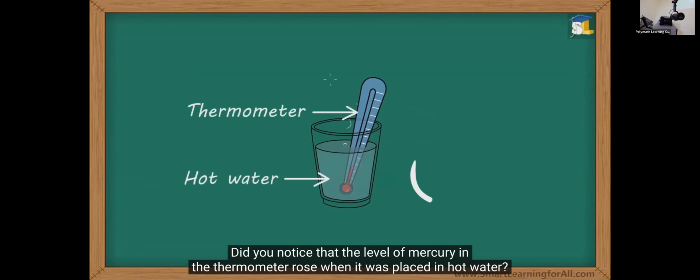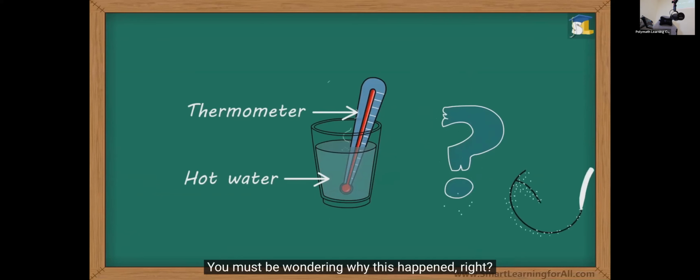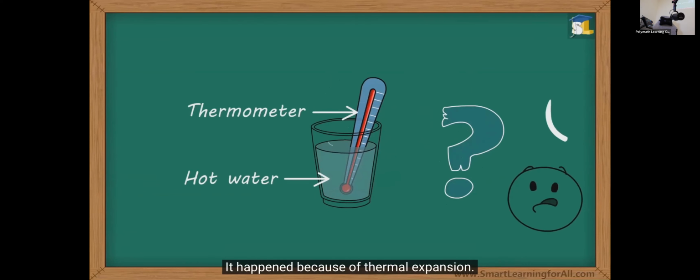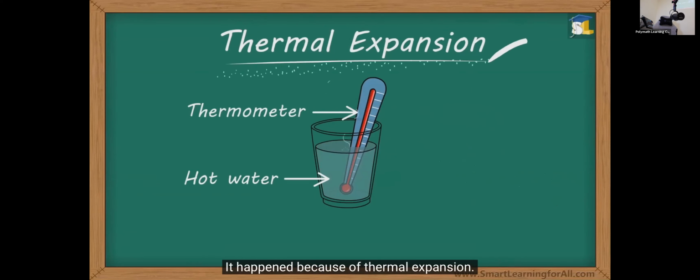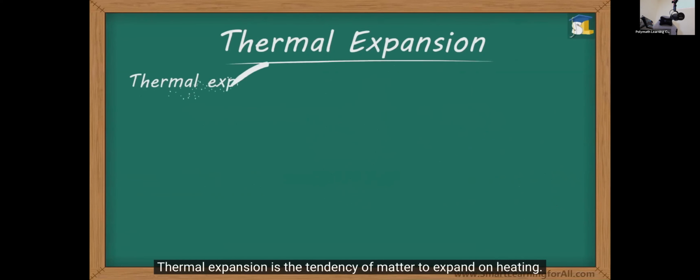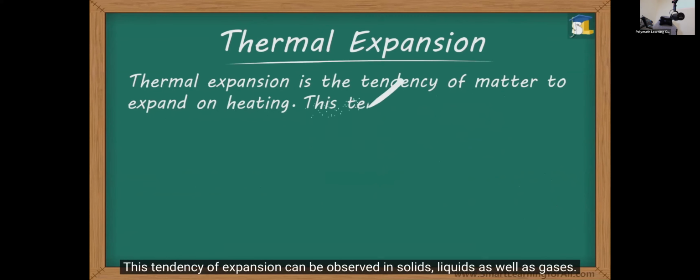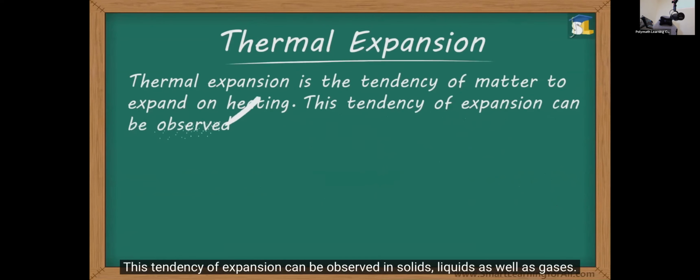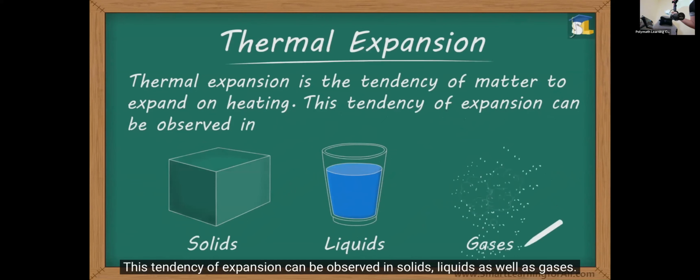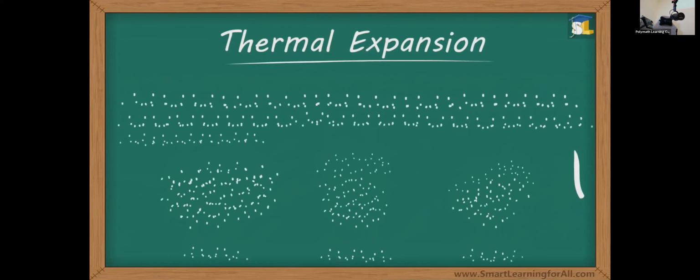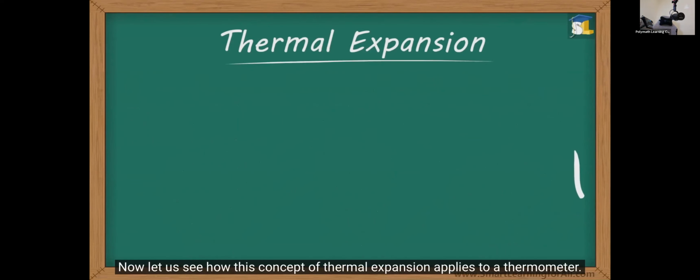Hey, did you notice that the level of mercury in the thermometer rose when it was placed in hot water? You must be wondering why this happened, right? It happened because of thermal expansion. Thermal expansion is the tendency of matter to expand on heating. This tendency of expansion can be observed in solids, liquids, as well as gases. Now, let us see how this concept of thermal expansion applies to a thermometer.